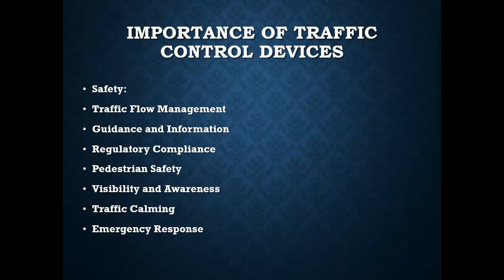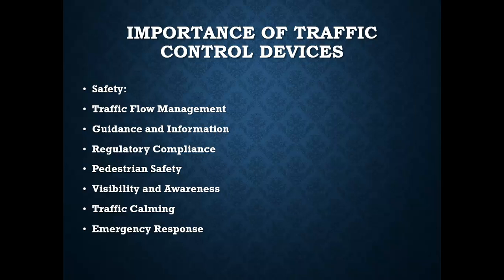It is very important because one of the primary purposes of traffic control devices is to ensure safety on the roadways. Devices such as stop signs, traffic signals, pedestrian crossings, and speed limits can all help regulate traffic flow, help reduce conflict between road users, and prevent accidents. So which is very important.